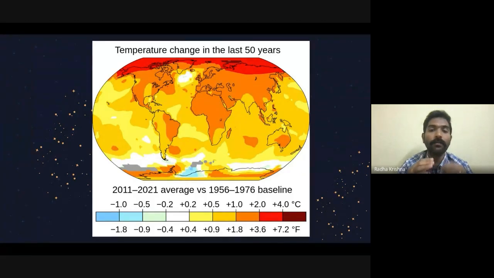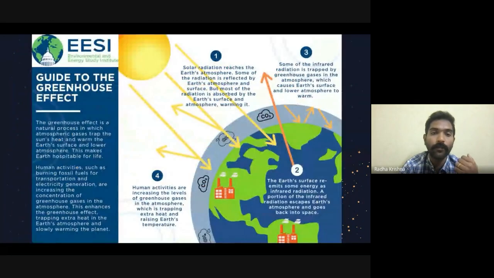So as you can see from this image, the temperature is actually increasing all over Earth, and it is more near the poles, because ozone's density is less near the poles, and the UV is directly hitting where the ozone is not absorbing.